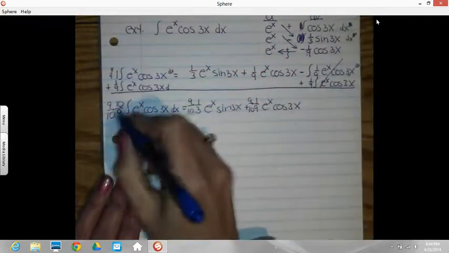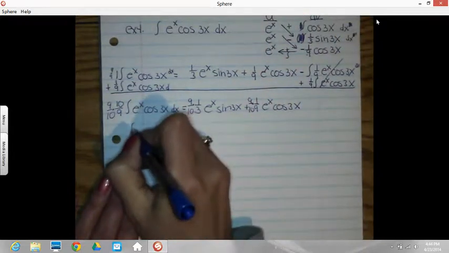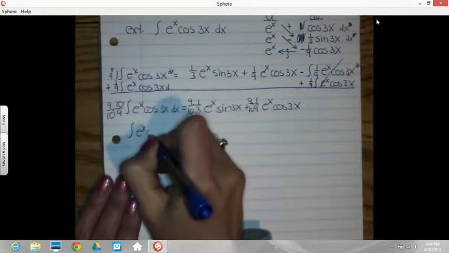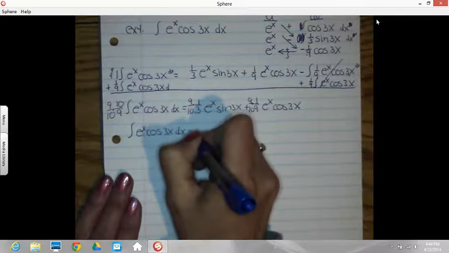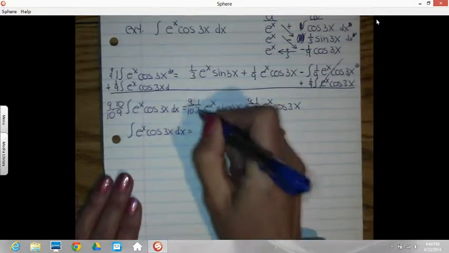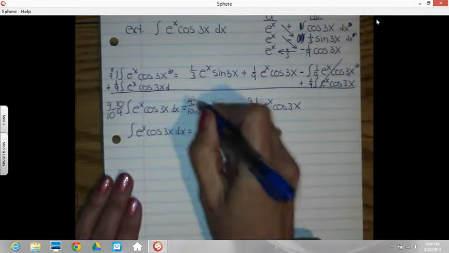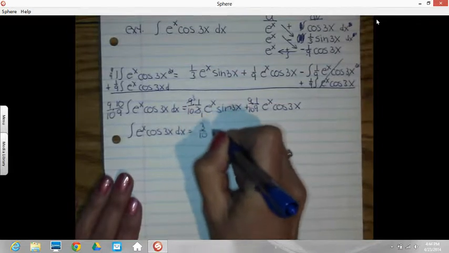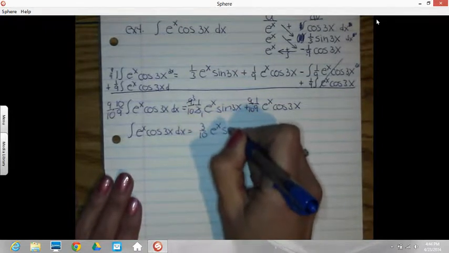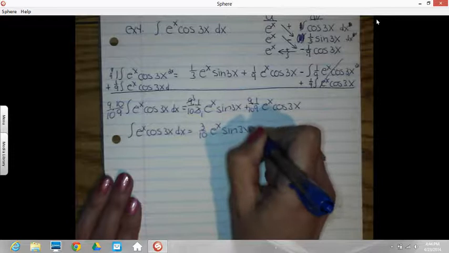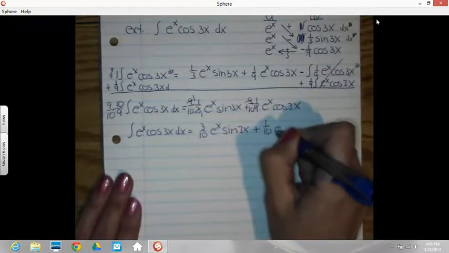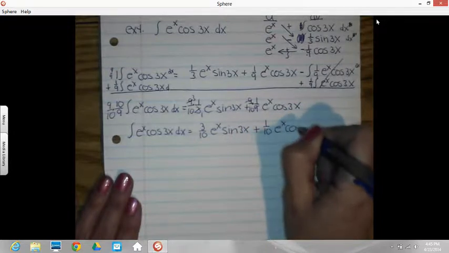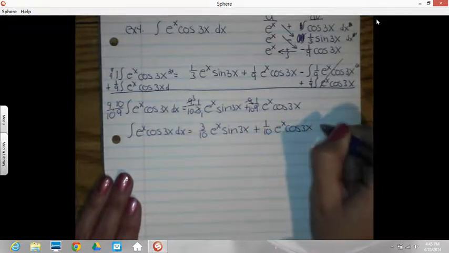So that's all gone, and I've got my integral of e to the x cosine 3x equals, just simplifying my fractions here, 3/10 e to the x sine 3x plus 1/10 e to the x cosine 3x and a constant.